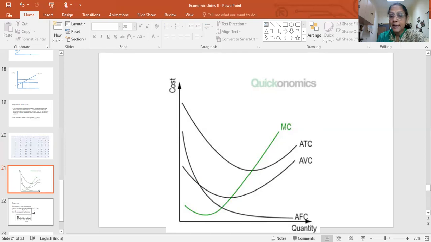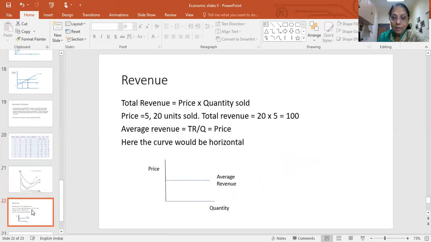Now, the next concept that you need to understand, it's part of the same chapter, is the revenue. So how do you define the revenue? Total revenue is price multiplied by quantity sold. I mean, no great deal about it. So if price is equal to 5 and 20 units were sold, then the total revenue would be 20 multiplied by 5, which is equal to 100.